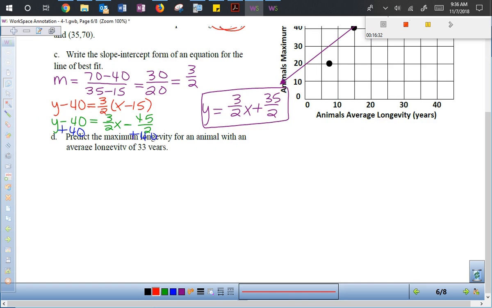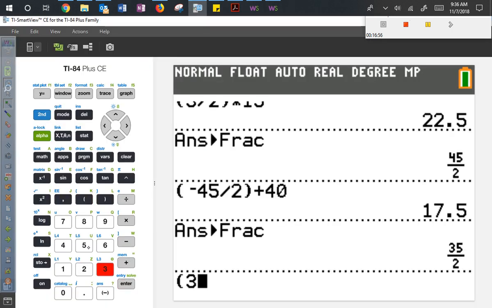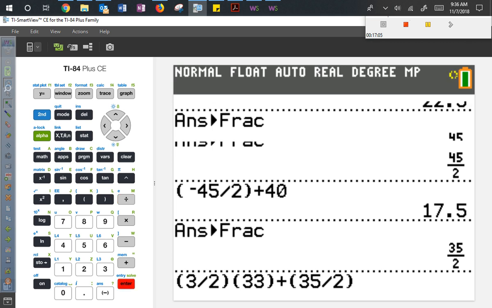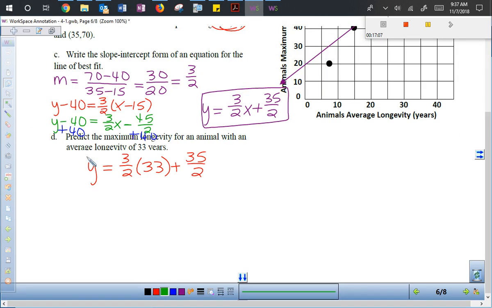Now on part D it says, predict the maximum longevity for an animal with an average longevity of 33 years. So animals' average longevity was the x-axis. So I'm going to substitute that 33 in for x, and I'm going to get y equals 3 halves times 33 plus 35 over 2. And all we have to do is put this directly into our calculator. So 3 halves times 33 plus 35 over 2. And we get a nice answer of 67. So an average longevity of 33 years should have around a maximum longevity of 67 years.